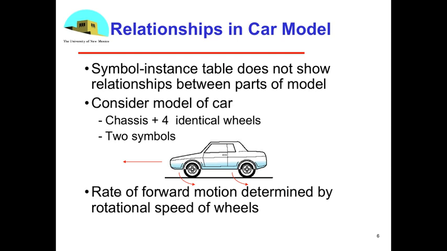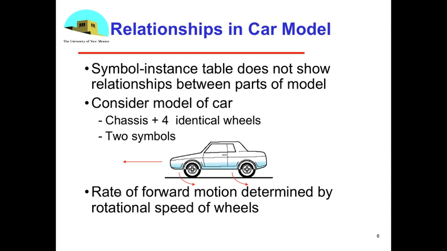If you know how fast the wheels are turning, then you know, and they're all going to turn, in the first approximation, they're all going to turn at the same rate. We know how fast the car is moving forward, and likewise, if I know how fast the car is moving forward, I can then determine how fast the wheels must be rotating.